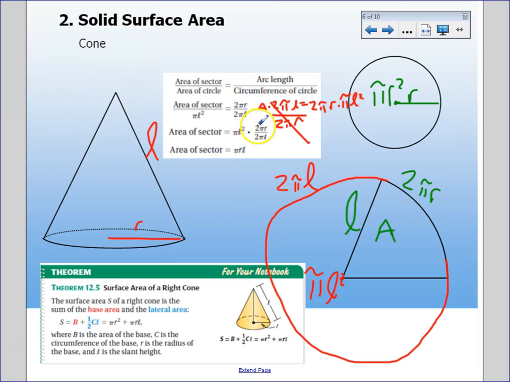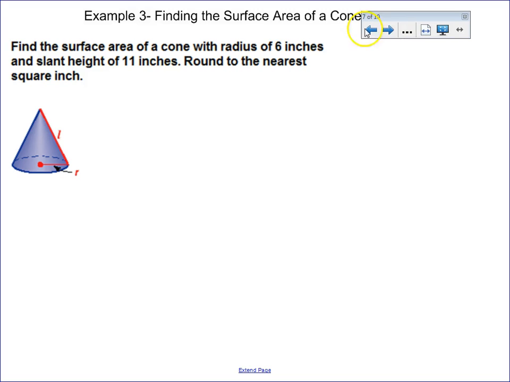Then we simplify. Divide by 2, divide by pi, divide by L. So we only have one L now. So the area of the sector is just pi times radius times slant length. So that's where we get our formula for the surface area of the cone. Pi R squared plus this region, which is pi times radius times slant height. And that'll give us just this lateral face. So the pi R squared is the circle, plus the pi RL, which is the lateral face. So if you're wondering where that comes from, now you know.